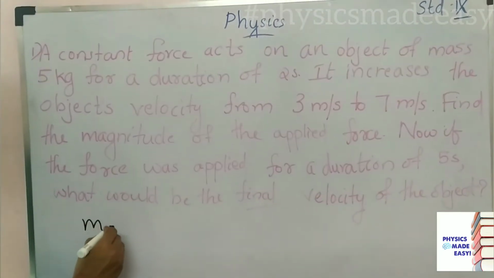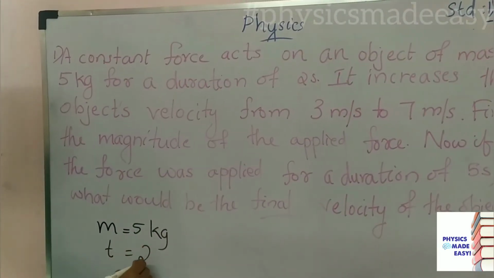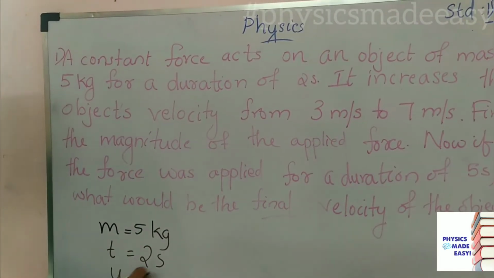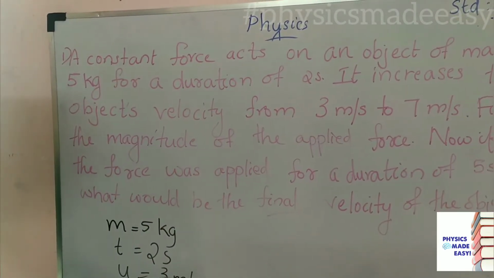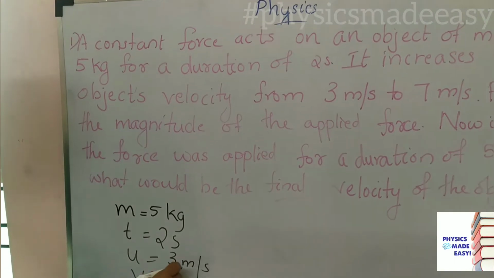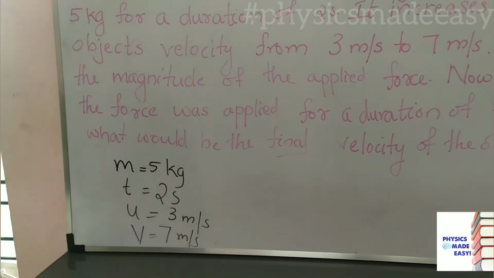Mass is given there, that is equal to 5 kilogram, time there 2 seconds. Velocity increases from 3 meter per second to 7 meter per second. So, u is 3 meter per second, v is 7 meter per second. We have to find the force.